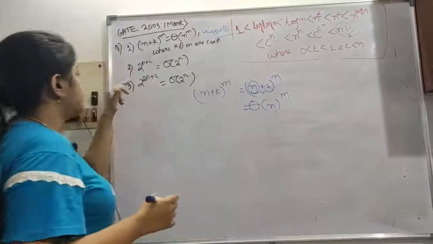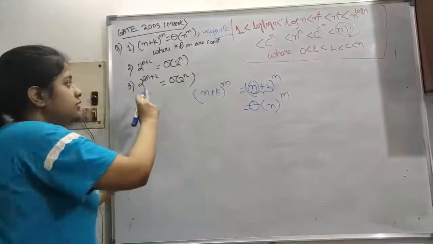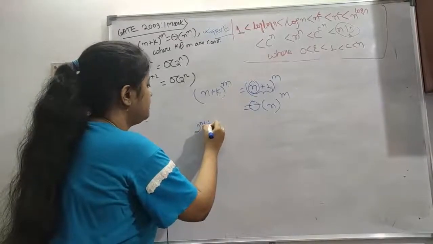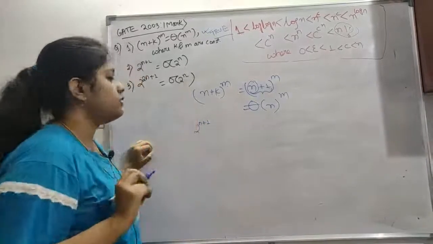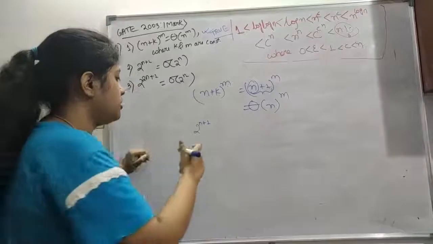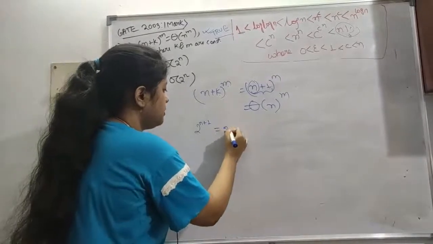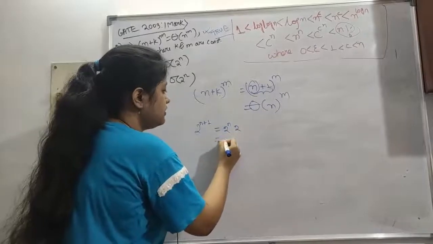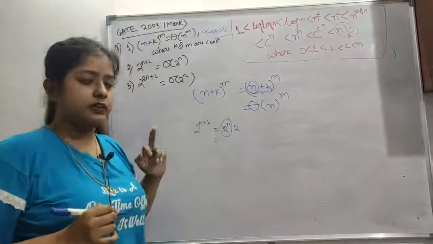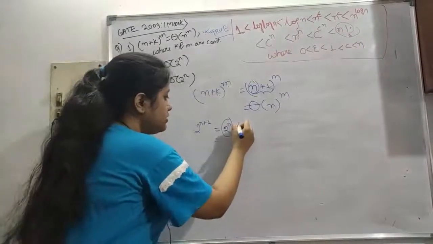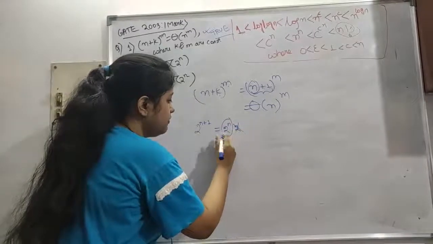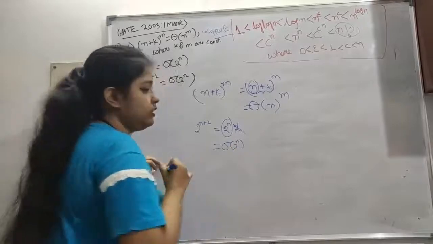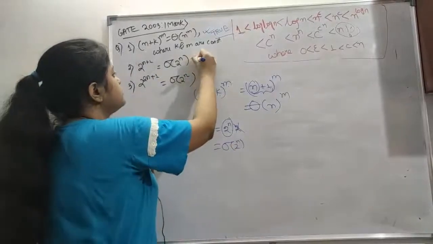Now let's see the next expression. 2 to the power n plus 1 is order of 2 to the power n or not. Here you can see 2 to the power n plus 1 means 2 to the power n into 2. So this is the biggest function here, so we can just cross out the 2 and write it as order of 2 to the power n. So this is true.